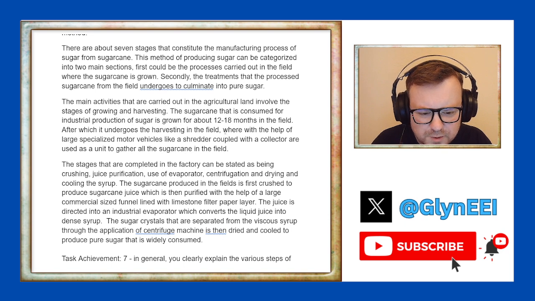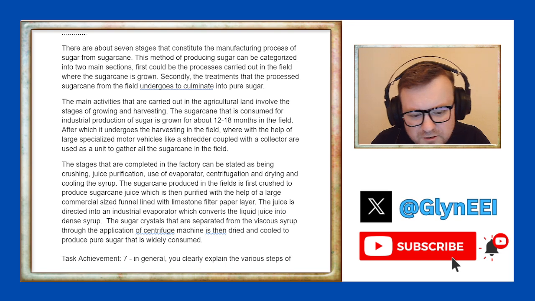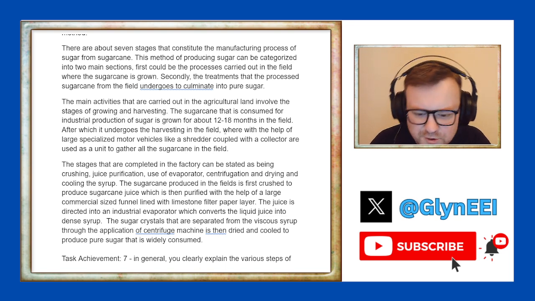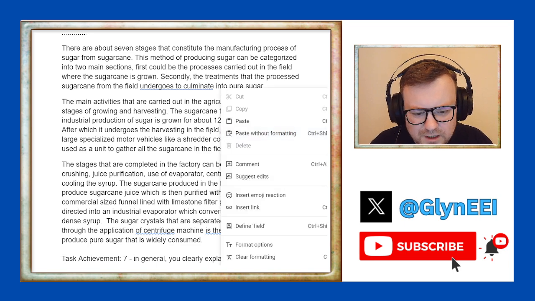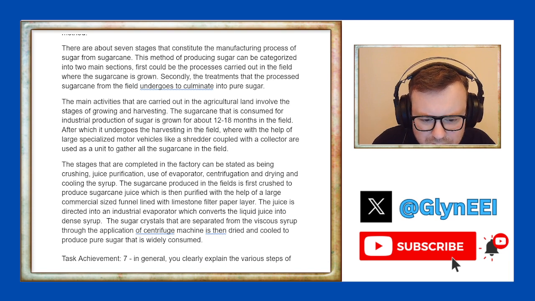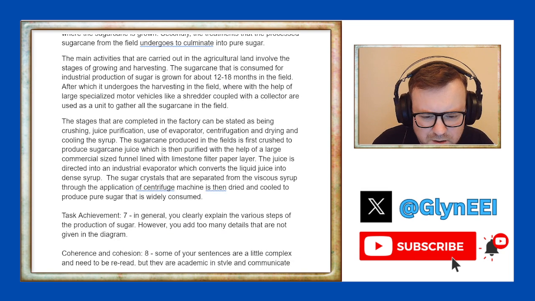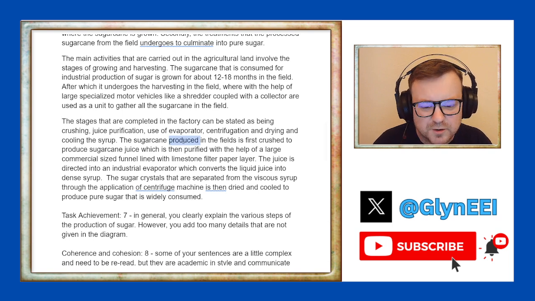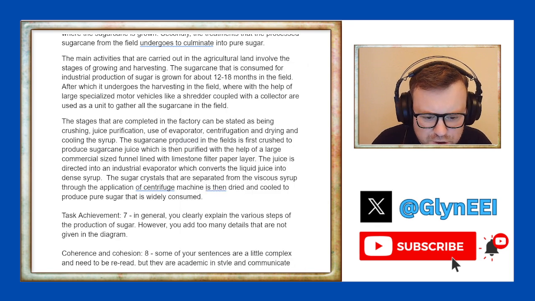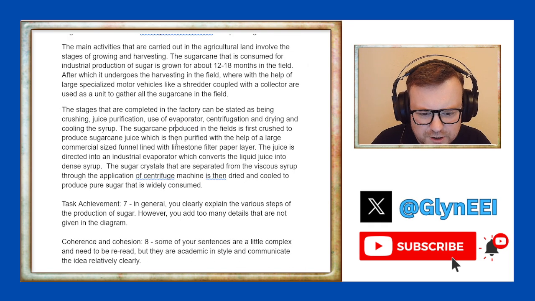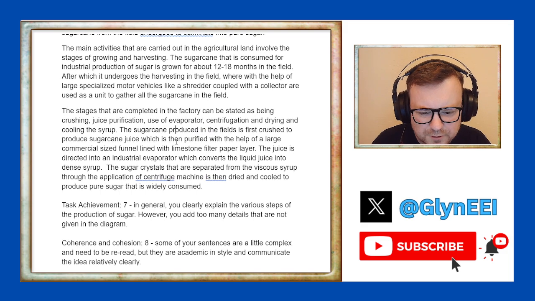Yeah, I like this flexibility where, with the help of large specialized motor vehicles like a shredder coupled with a collector, are used as a unit. Yeah, that's a nice sentence. Maybe some commas might help here, but that's okay. The sugarcane produced in the field. So again, we have an example of a reduced relative clause, which is high level stuff. So yeah, enough range there for a high mark, and certainly a number of complex sentences.